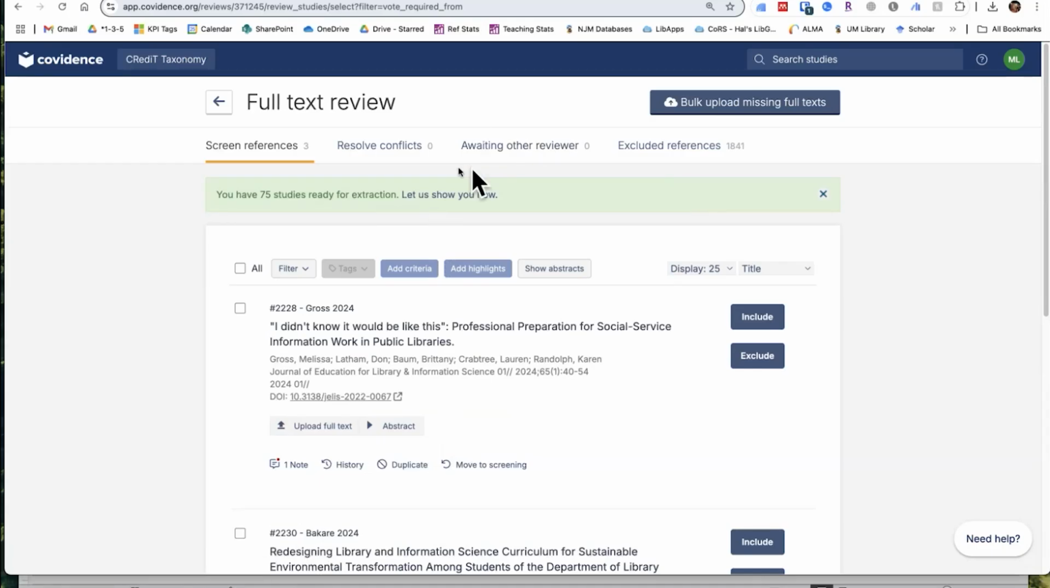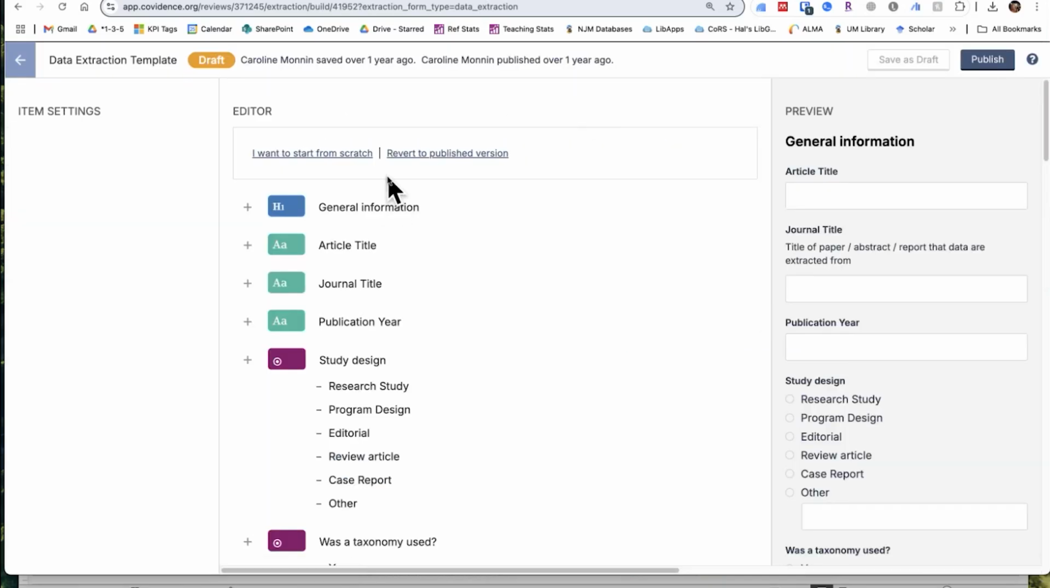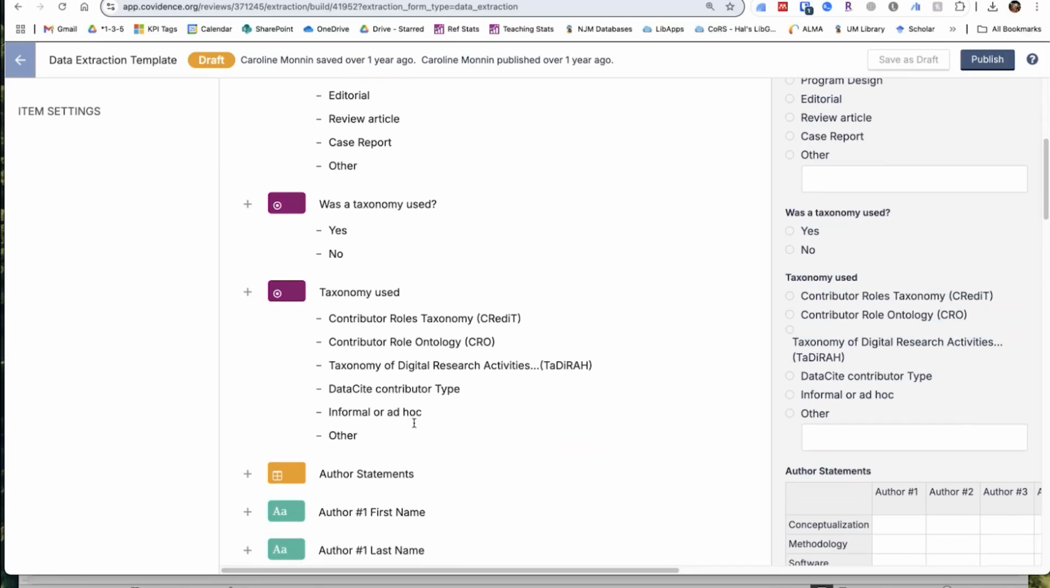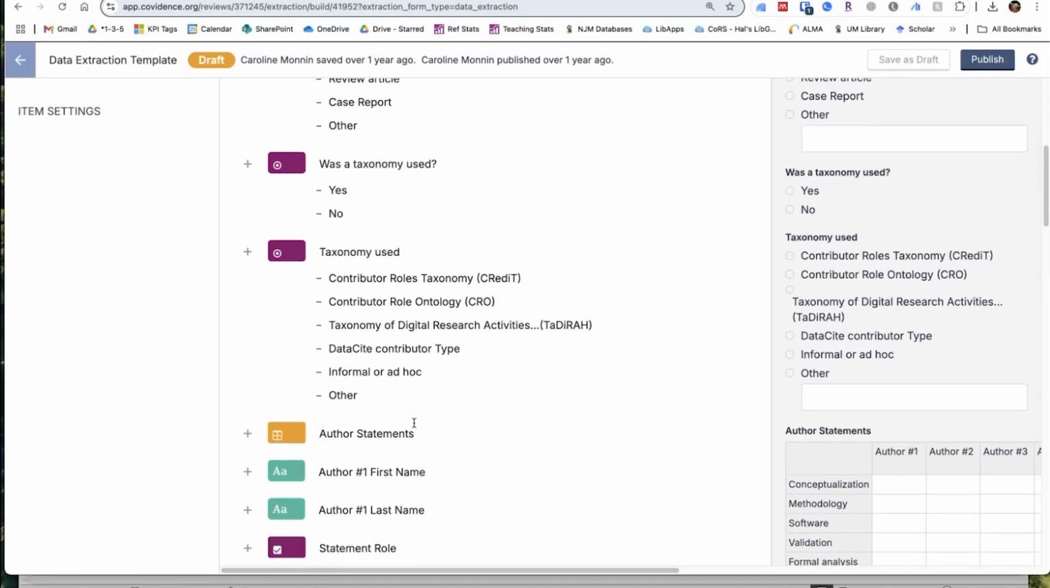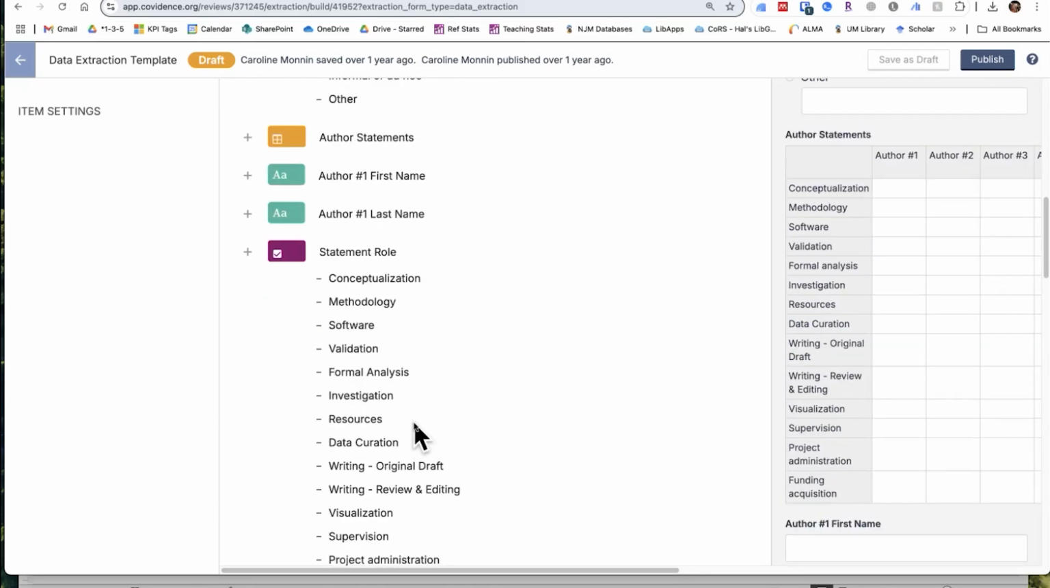In this one here, I have 75 studies ready for extraction. What has happened is my team and I have built a data extraction template. We built it before we even started screening. I'll just click it to show you. Here you can indicate what you want to pull out about the study. These are the different parts of the study that we were interested in. It's obviously fully customizable based on what you are planning to do for your topic.